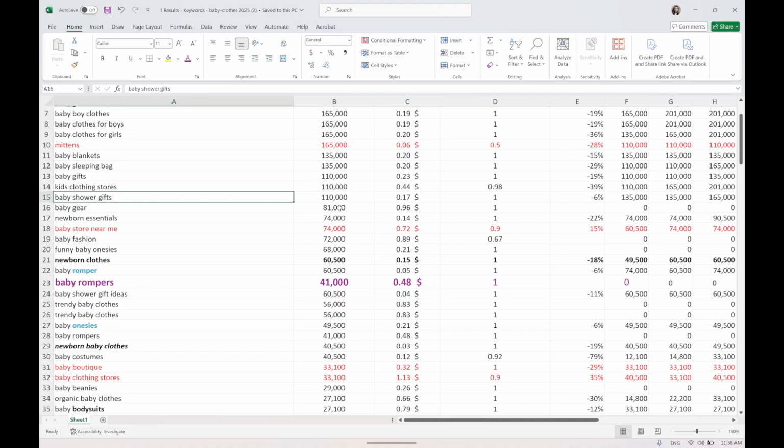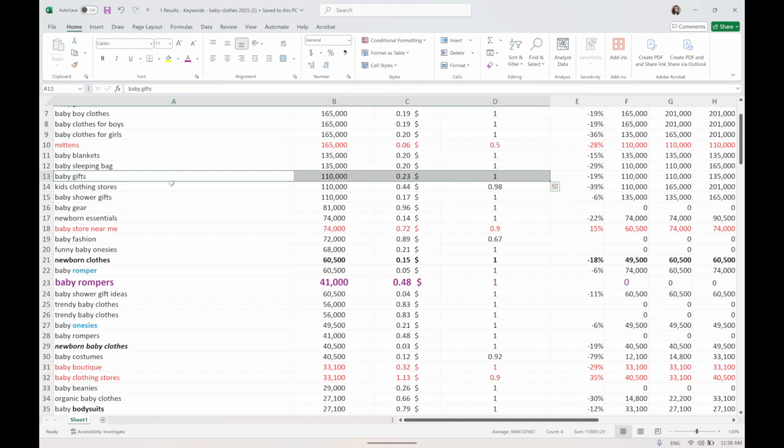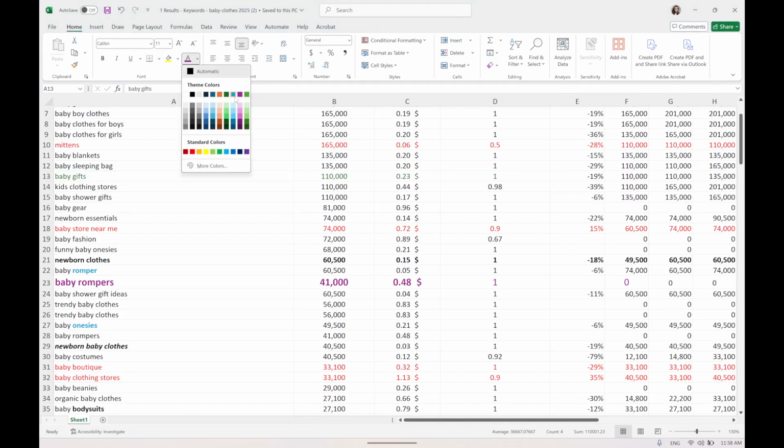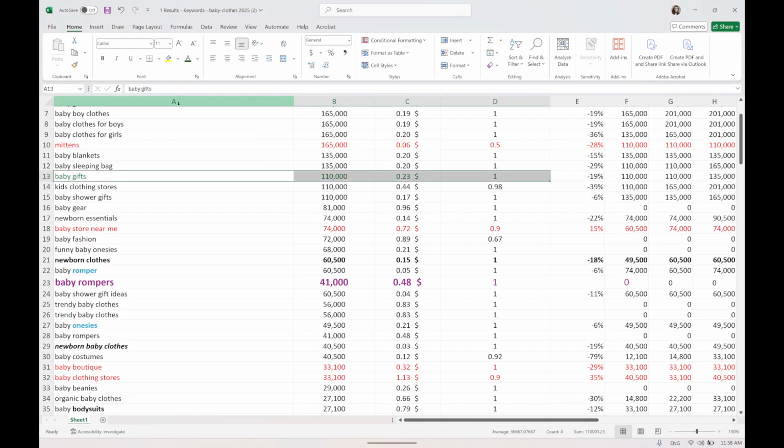Yeah, here, baby shower gifts. You see, this is what we also discussed in class. If you take a look at this keyword, baby gifts, this is a very great example of long and short tail keywords. Let me highlight them for you in orange or maybe in green. So this is a broad keyword, or a short keyword, baby gifts.